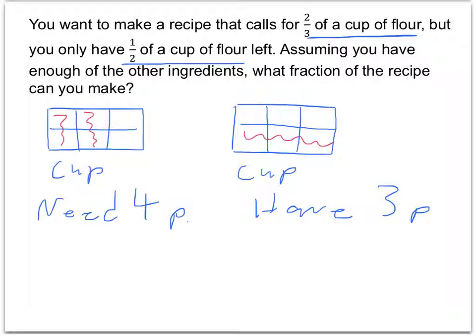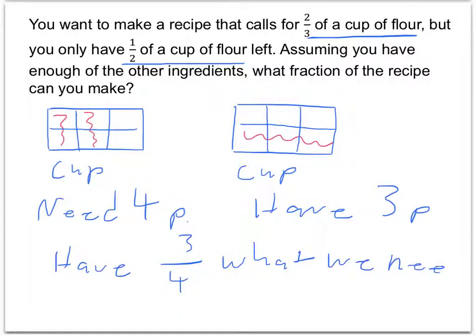So that means that we have, well, only 3 out of 4, or 3/4, excuse me, of what we need. So there we go. There's our answer. We only have 3/4 of what we need, so that means that we can only make 3/4 of the recipe.